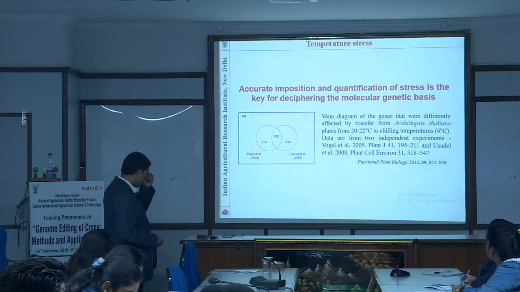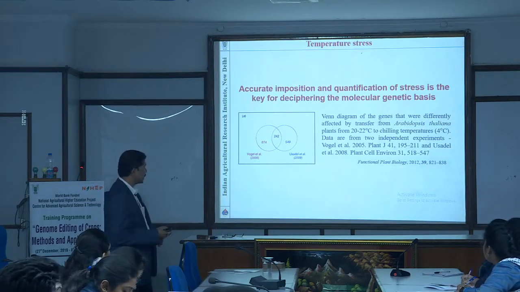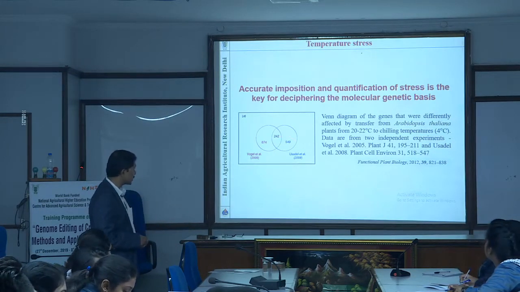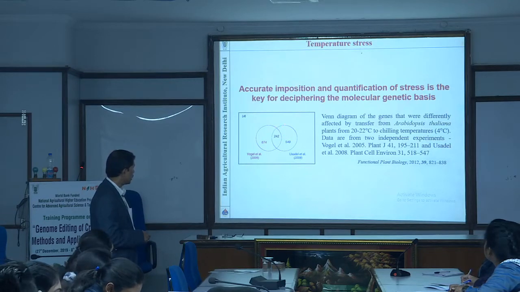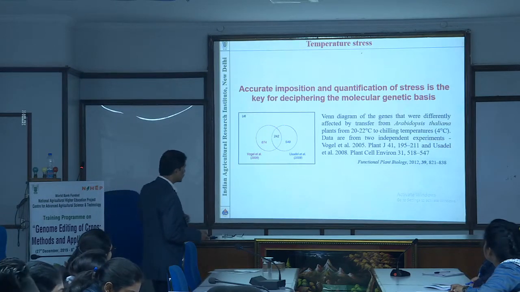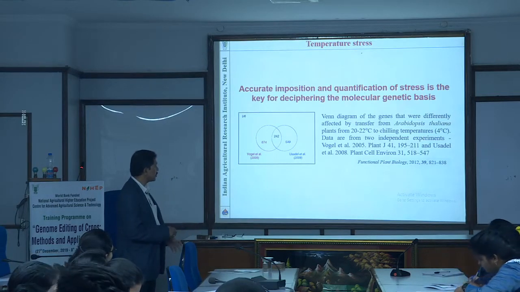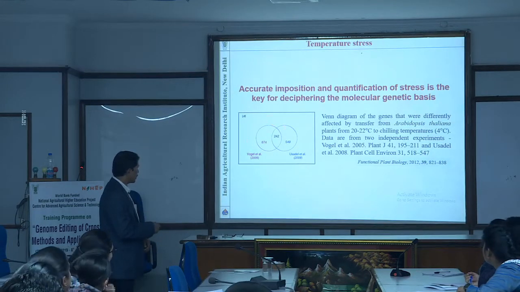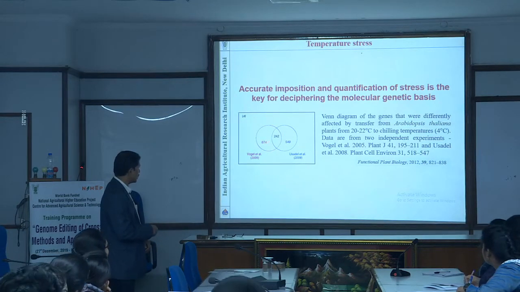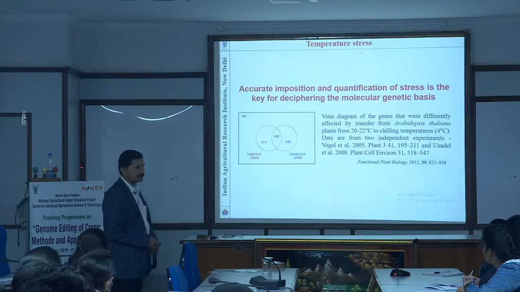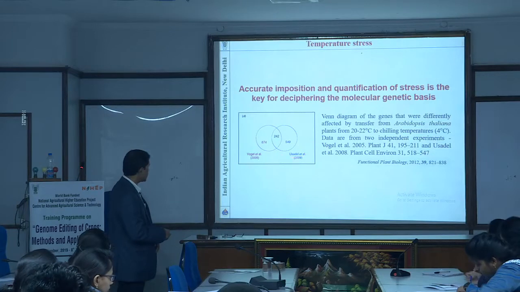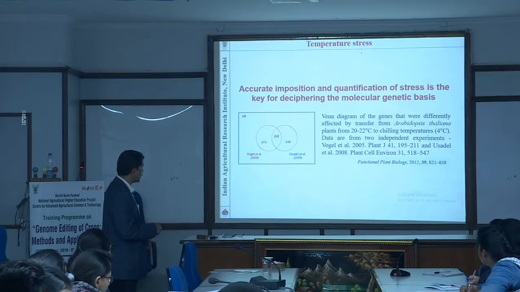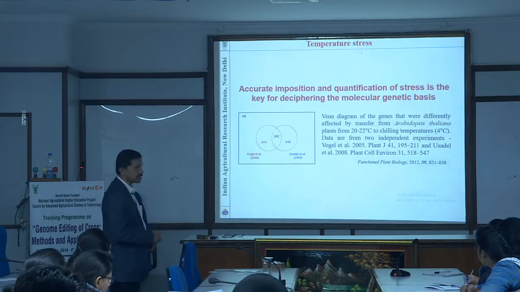Critically imposing stress is important. Growing plants at similar conditions is critically important. This is illustrated by this example. So these are two transcriptome studies. One is in Arabidopsis, where they examined the cold-induced transcriptome. Cold stress may be one of the simplest stresses to impose. In this particular paper, when they imposed cold stress, about 900 genes were differentially expressed. In another study, they also did an experiment where Arabidopsis plants were exposed to cold stress, and they found about 800 genes differentially expressed.